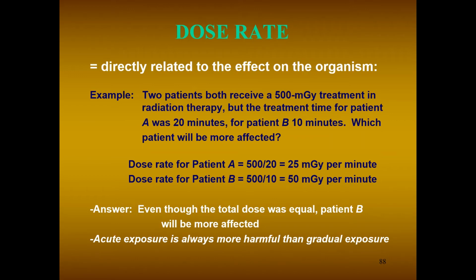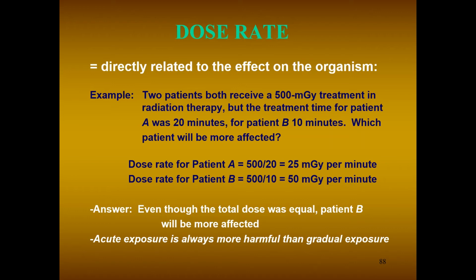Okay, so the example given. Two patients both would receive 500 milligray, that's half a gray, of treatment in radiation therapy. The treatment time for each patient is different though. Patient A gets a 20-minute treatment, where patient B gets a 10-minute treatment. Simple math will tell you the dose rate for patient A is 500 milligray over 20 minutes, 500 divided by 20, 25 milligray per minute. Patient B got 500 milligrays over 10 minutes, so 500 divided by 10 is 50. The dose rate for patient B is 50 milligrays per minute.